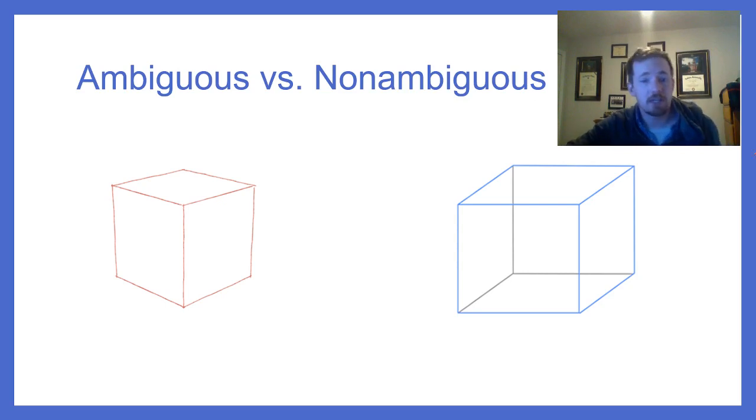Sometimes this stuff can be ambiguous. So for example, this right here is a Y junction, but depending on how you're perceiving it, it doesn't stick out at you.